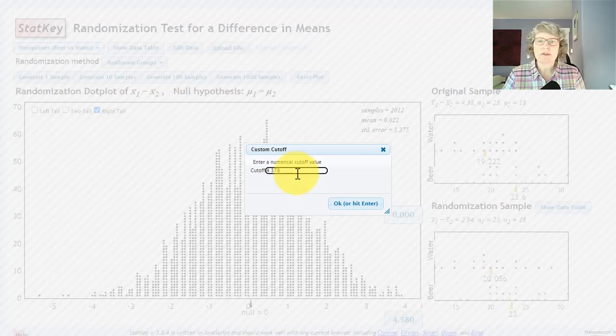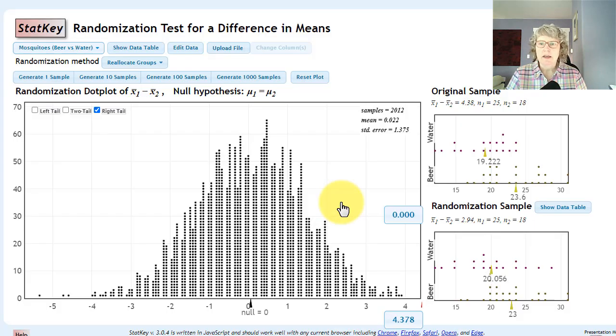4.378 was with the 3 digits, and that's slightly smaller, but we still didn't have any that were that high. Okay, so it looks like this is a very significant result, because if it was just due to individual differences, if we reshuffled them 2,000 times, we never got a difference of more than 4 mosquitoes, okay? You can see there's nothing above 4. 3 point something is the highest that we got. Okay, so this is a significant result.